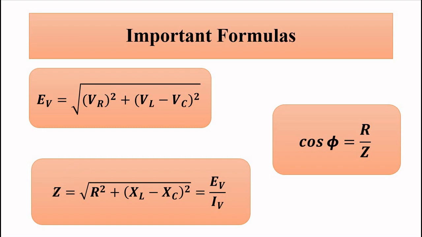Then the net impedance is equal to the square root of R squared plus (XL minus XC) squared, which is equal to the ratio between the net EMF and the circuit current, EV by IV. We are taking the RMS values, or virtual values, here. Then we have the power factor, or the cos of the angle between the voltage and current, which is equal to R by Z.